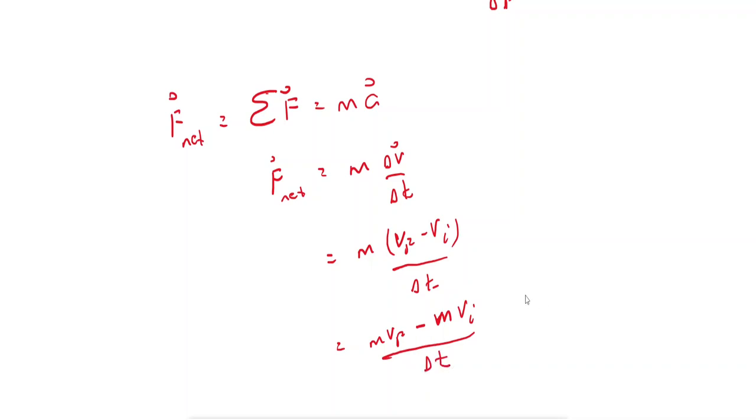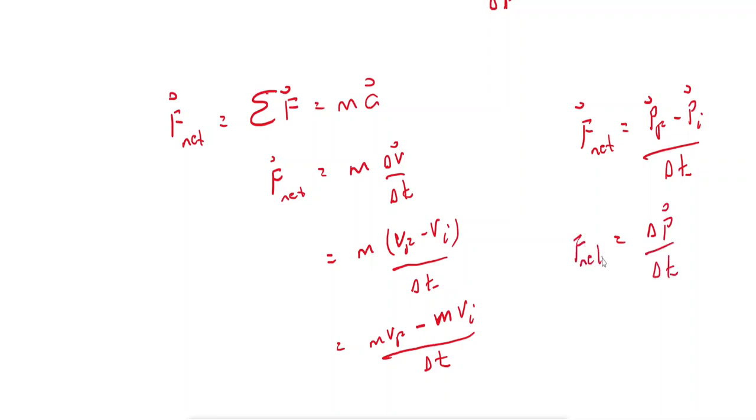Now which means that my F net, which is the sum of all the forces, is actually going to be equal to the final momentum, because mVf is the final momentum, it's a vector, minus the initial momentum, it's a vector, over the time. Now this final minus the initial is the same as the change in momentum, and then this is the change in T. So you can see that F net is going to be the change in momentum over the change in time.